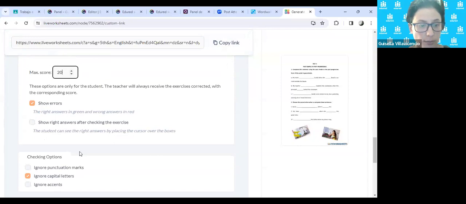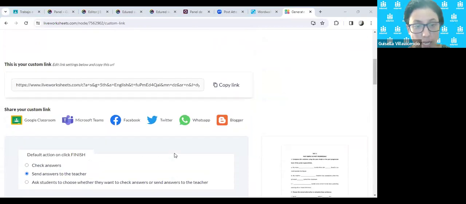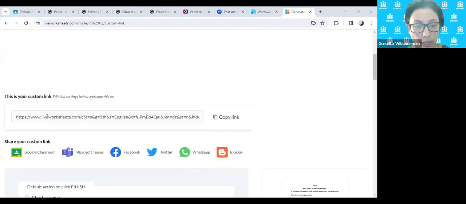Luego, quiero que ellos vean sus errores. Acá está el tick. Y que cuando ellos escriban, que ignoren las mayúsculas. ¿Sí? Porque de repente a veces ellos ponen una mayúscula y por eso les va a salir mal. Pero si yo no quiero eso, entonces le pongo ignore capital letters. No importa si se equivocan con las mayúsculas. ¿All right? No importa. Listo. Mientras ustedes van haciendo todo esto, el link se va a ir actualizando. Ya el link se actualizó. Mi link ya está actualizado.